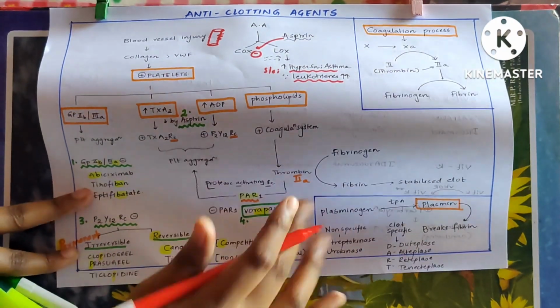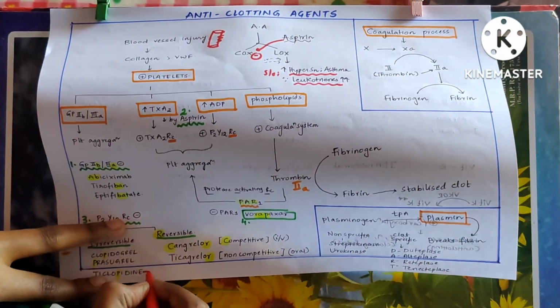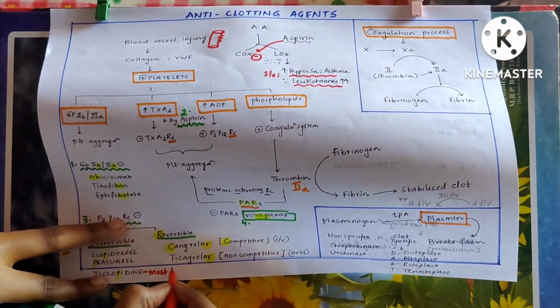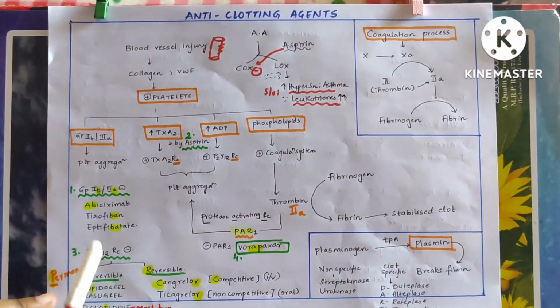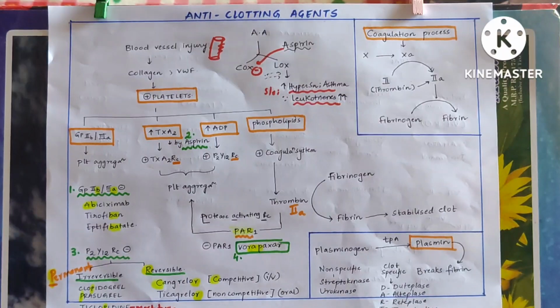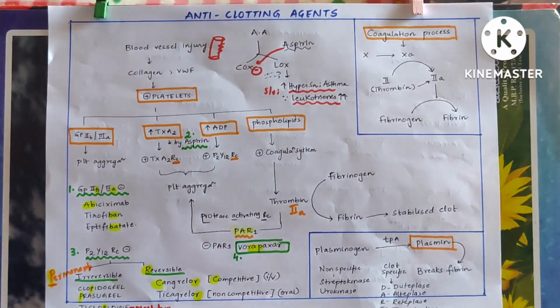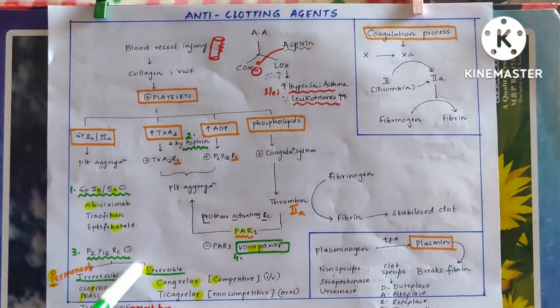So here comes the antiplatelet. When we discuss ticlopidine here, that is the most toxic agent among the P2Y12 receptor blockers. Ticlopidine is the most toxic agent. So now let us go to the coagulation process.